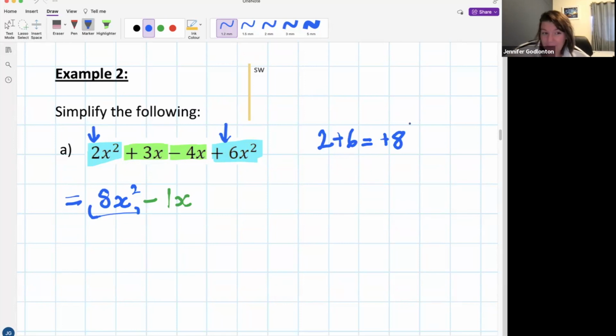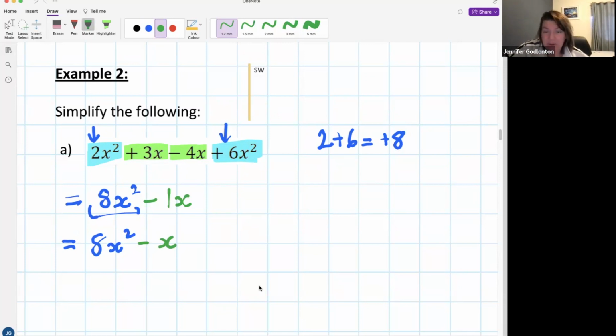Yes, ma'am. I'm asking for a negative 1x. Can you say negative x? Yes, absolutely. You can? 100%. So you can absolutely have written this as 8x squared and then minus x. Totally fine. Yes, ma'am. Thank you. Okay. Because remember, 1x and x are the exactly same thing.